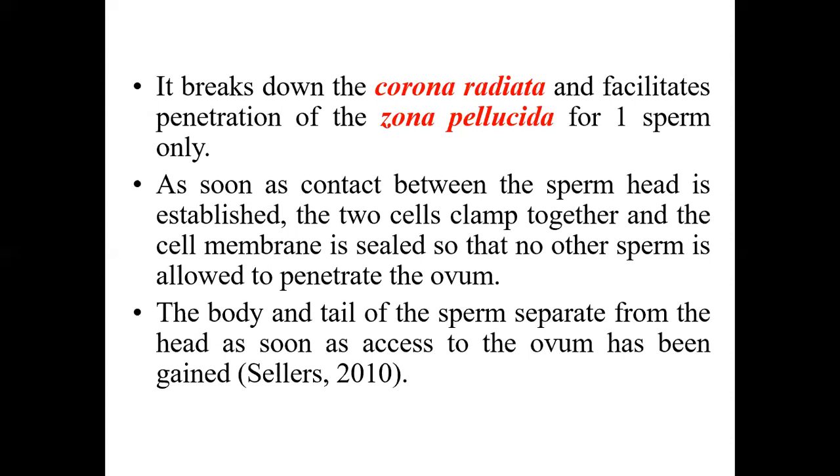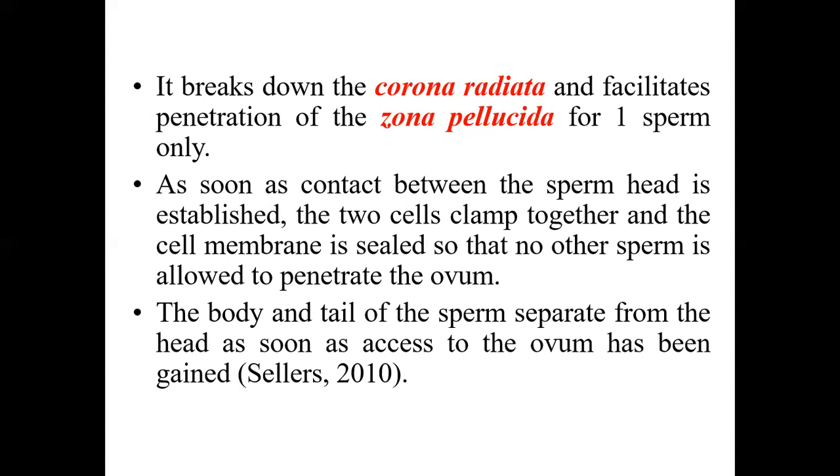So as soon as contact with the sperm head is established, the two cells clamp together and the cell membrane is sealed. Meaning not at any time should two sperms fertilize one ovum. It's only one sperm fertilizing an ovum. When that has been reached, what happens? The ovum seals off, meaning no other sperm can fertilize it any further.